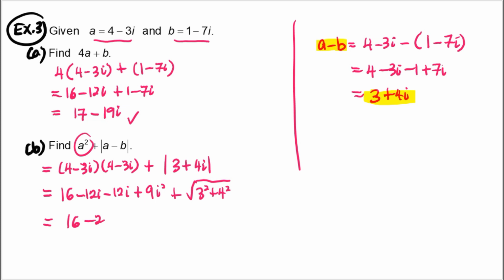So 16 minus 24i plus 9i square. Now I convert this i square, which is negative 1, therefore this term becomes minus 9, plus the square root of 25, which is 5. So we collect those real parts: 16 plus 5 will be 21, 21 minus 9 will be 12. So 12 minus 24i is the final answer.